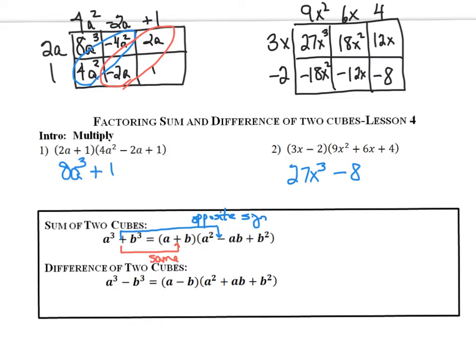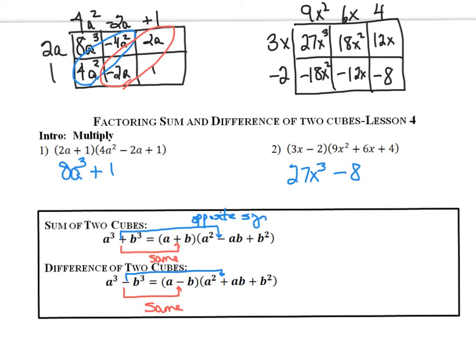Likewise, if I'm trying to factor the difference of two cubes, a cubed minus b cubed, I'm going to see that the binomial is a minus b, and the trinomial is a squared plus ab plus b squared. So again, the sign between the two cubes is the same as the sign between the binomial factors, and the sign between the two cubes is the opposite of the sign inside the trinomial.